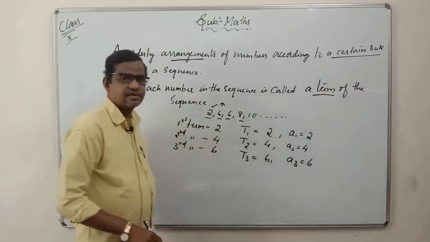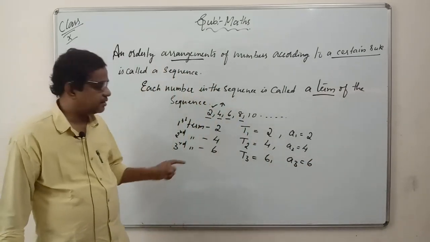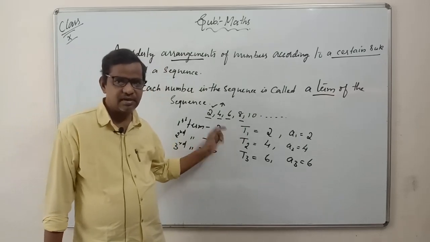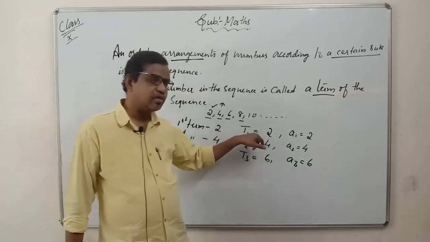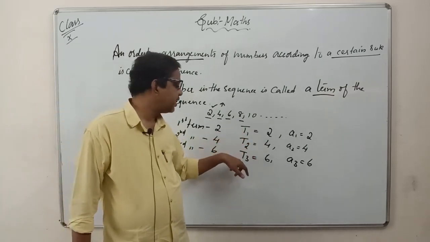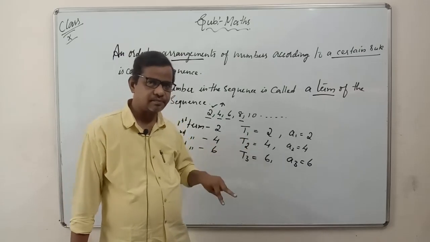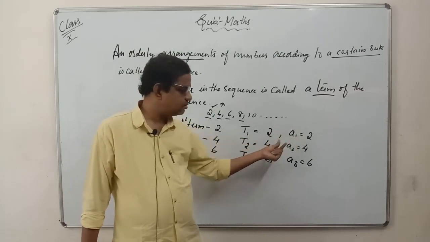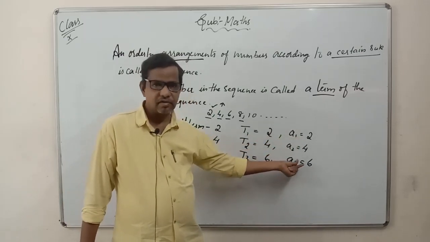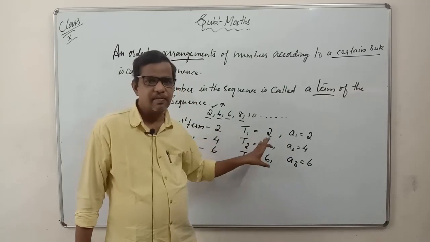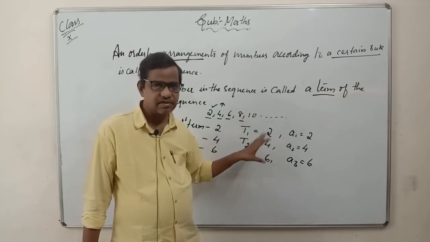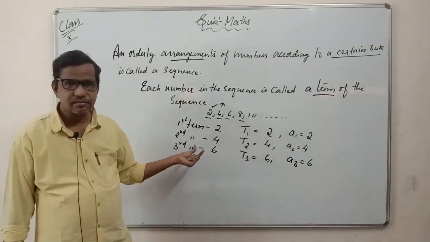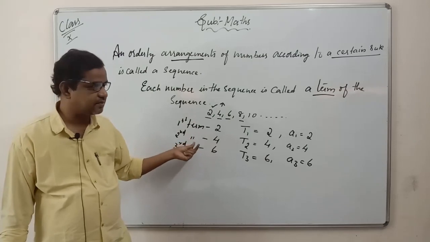So each term is represented by a capital letter. If we represent it by T1, T2, T3, it is very easy to remember. T represents the term here. T1 equals 2, T2 equals 4, and T3 equals 6. Or you can represent it in the form of A1 also. A1 equals 2, A2 equals 4, A3 equals 6. These are called the terms which are present in the sequence.